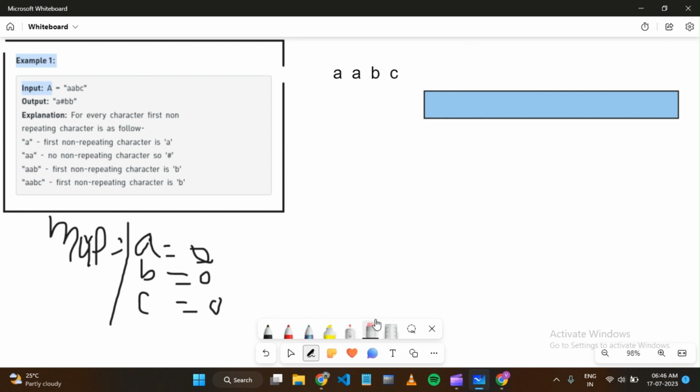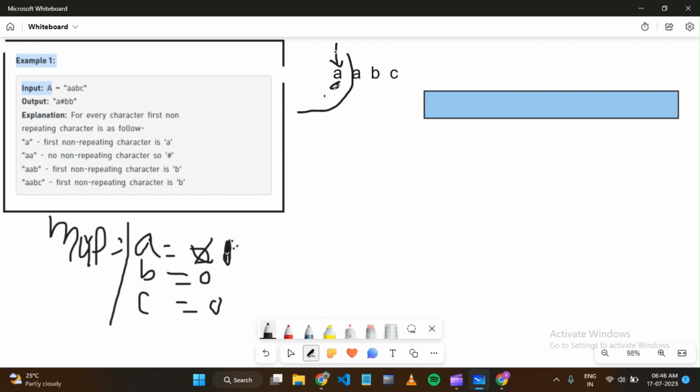First we will move to this a. When this a is encountered, we will increase the frequency of a. The frequency of a will be 1. Obviously the frequency of a will be 1, because a is the non-repeating character till where we have traversed. So a is the only character till now, and a is the non-repeating character. When we have encountered a, we will increase the frequency of a by 1.